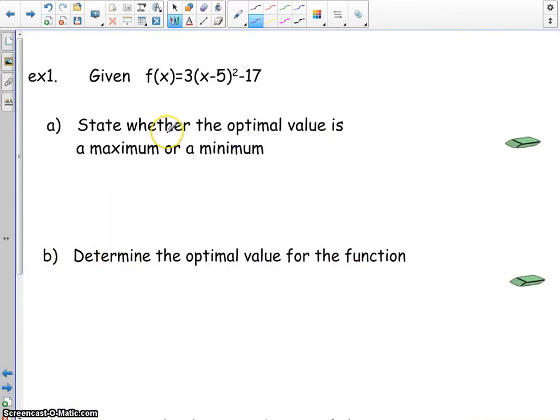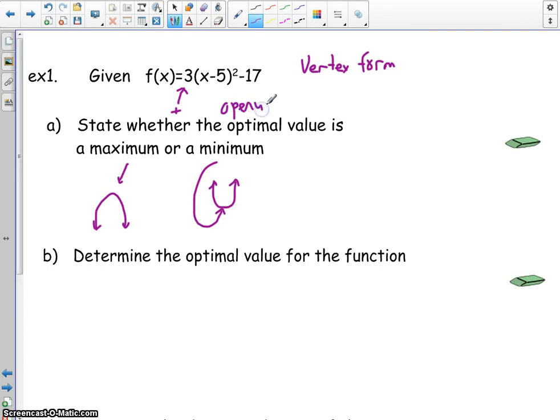Okay, so let's look at our first one here. You've got f of x equals 3 times (x minus 5) all squared minus 17. First thing you're going to notice, we are in vertex form, and if we're in vertex form, we can get a lot of information about the optimal value. First, to figure out if it's a maximum or a minimum, that depends on the direction of opening. Remember that if we open down, we have a maximum, and if we open up, we have a minimum. Looking at the equation, our a value is positive, which means that we open up. So if we're opening up, then our optimal value is going to be a minimum.